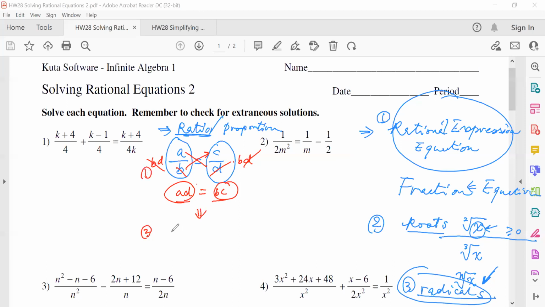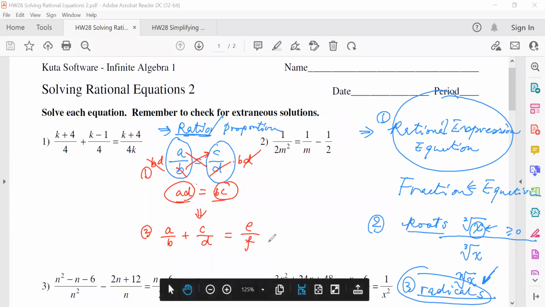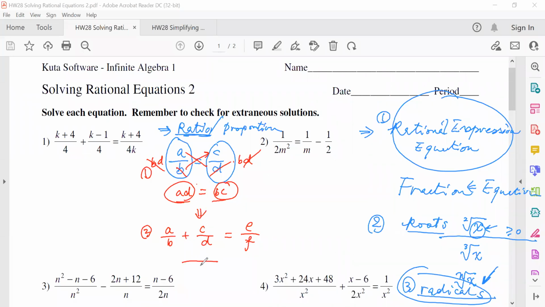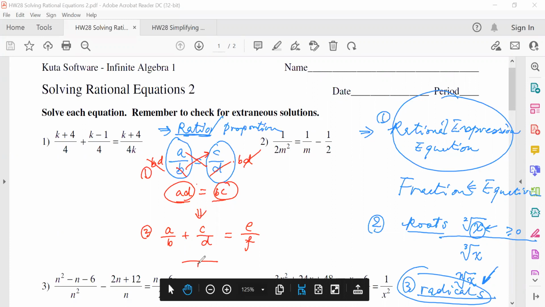Second, if the rational expression has two parts, A over B plus C over D equals E over F, there's a multi-rational expression. So you have to transfer this one to a single rational expression, like with BD, you have AD plus CB over BD equals E over F. Right now the left side is one rational expression and the right side is one rational expression, and you can use the crossing method to get the equation like this one.